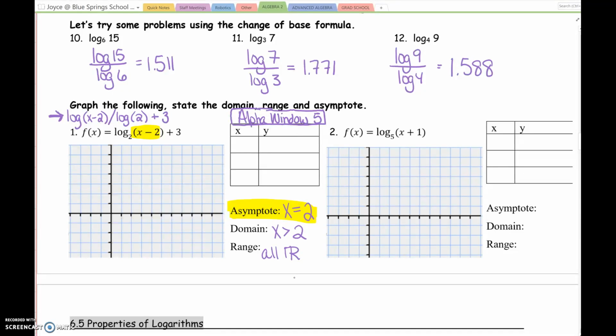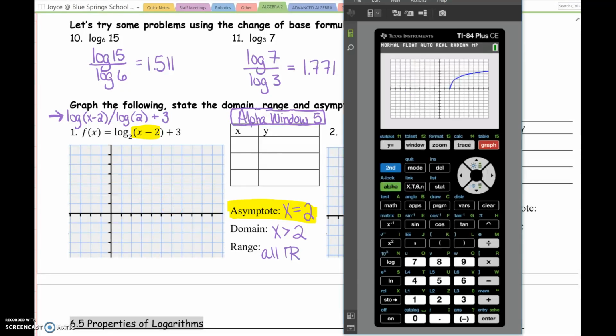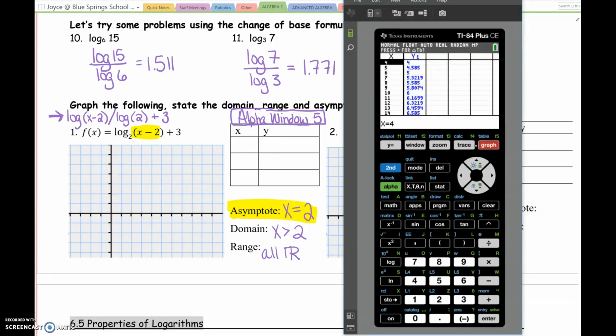Okay, now, here's what I've had people do. They know their asymptote is 2, so they just do this. There, it's graphed. Do you think that's going to fly? No. Because we are using the graphing calculator, go into the table and find some points to graph.